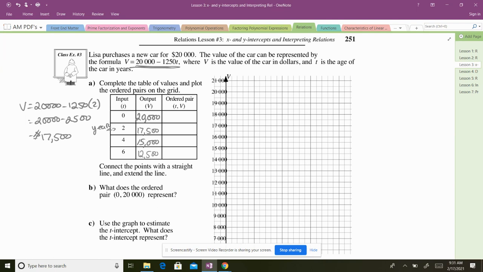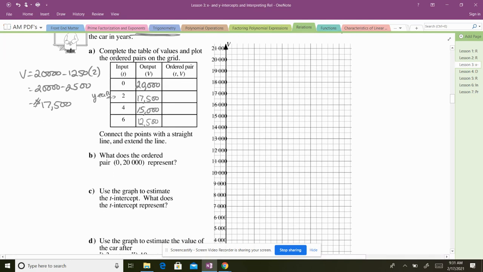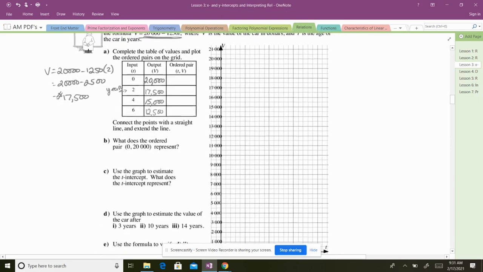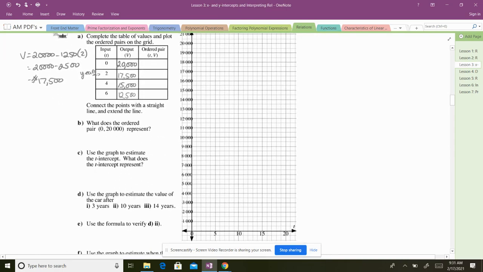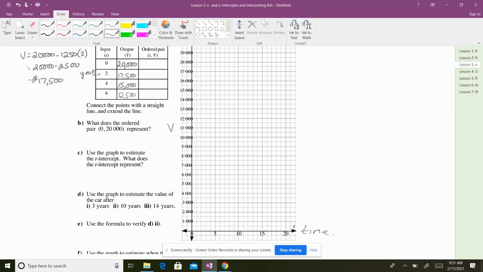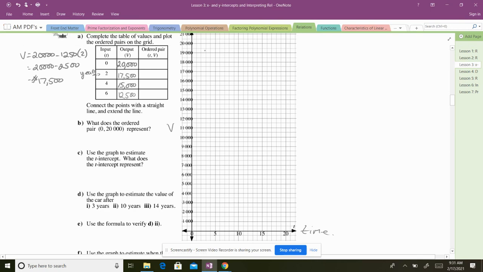Okay, we are going to plot this. So, on this graph here, see if I can shrink it so it fits. This is our time here on the x-axis. This is the value here on the y-axis. At 0, it's worth $20,000. So at 0, we are at 20,000. There's our first point.